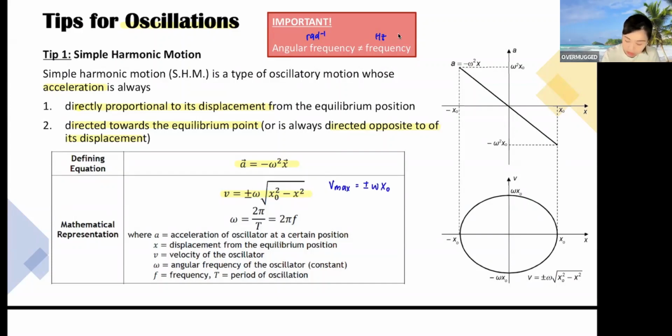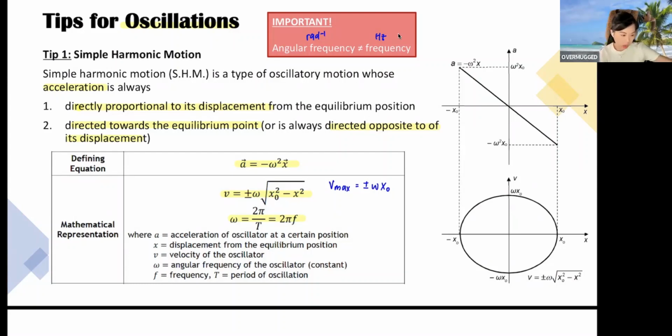Why? Because at maximum velocity, the displacement from the equilibrium position is 0, given that it does not displace away from the equilibrium position. So if this is 0, you are square rooting your x naught squared. Hence, maximum velocity will always give you omega x naught. And omega is given by the formula 2 pi over T, or 2 pi times frequency, since 1 over T gives you the frequency. Understand? So these are the key things you need to know for simple harmonic motion.